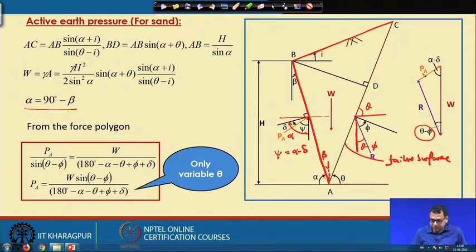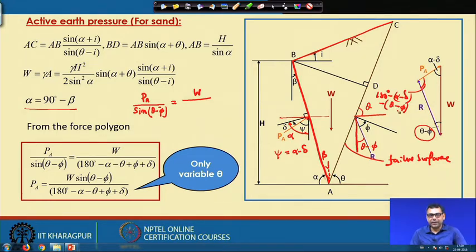Now what I will do is, I want to determine the weight of this wedge. But before that, if I take the force polygon, I can write PA divided by sin theta minus phi equal to W divided by sin of 180 degrees minus alpha minus delta minus theta minus phi. Okay? So similarly, I can write W divided by sin 180 degrees minus alpha minus theta plus phi plus delta. Okay. So I can write from this force polygon.